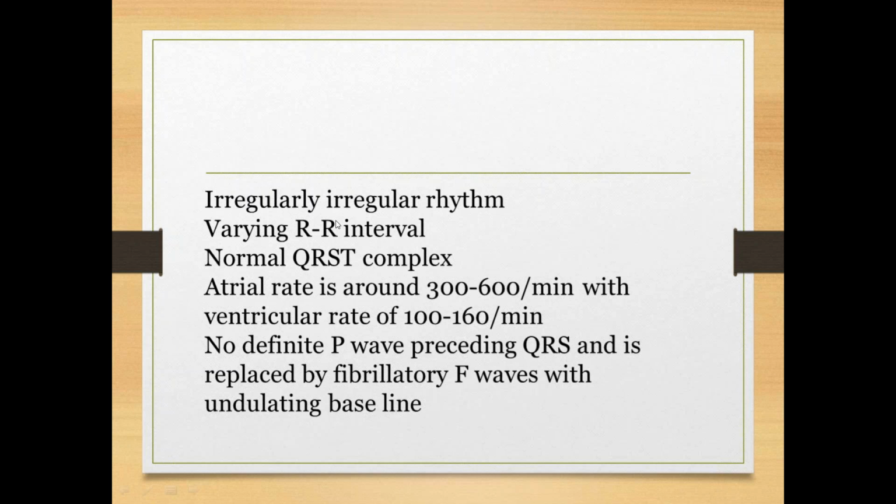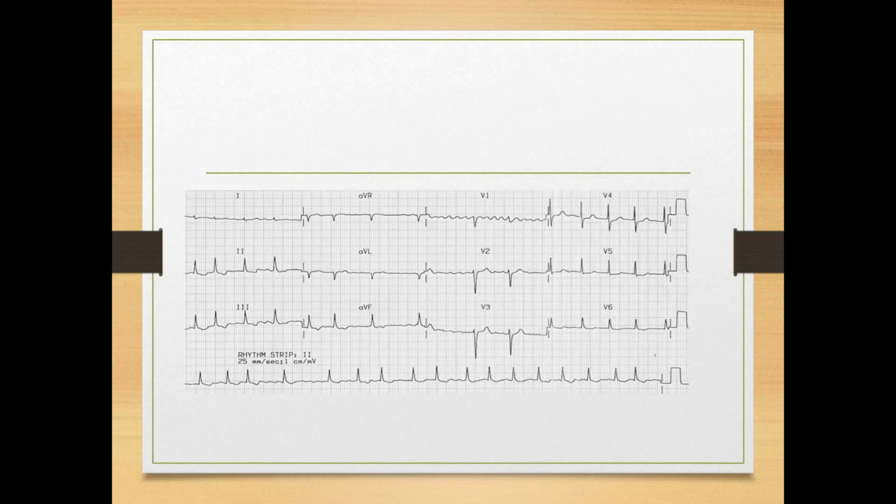There is varying RR interval. There's a normal QRST complex. The atrial rate is around 300 to 600 per minute with ventricular rate of 100 to 160 per minute. You can calculate the ventricular rate from the RR interval, and atrial rate from the PP interval. So no definite P wave is preceding the QRS and is replaced by fibrillatory F waves with undulating baseline. So here you can see the atrial fibrillation ECG.